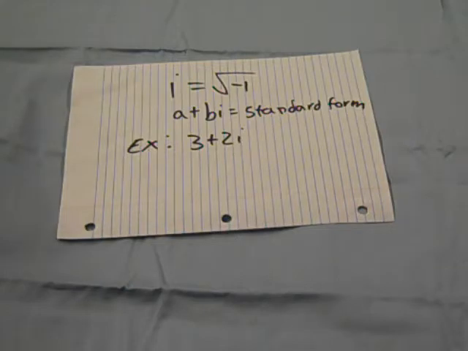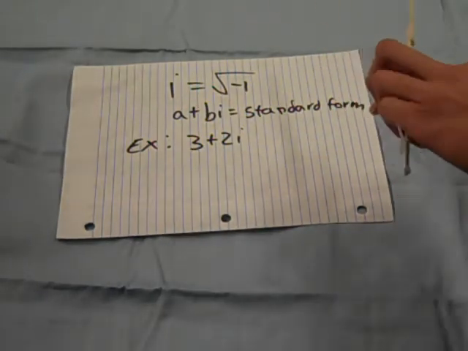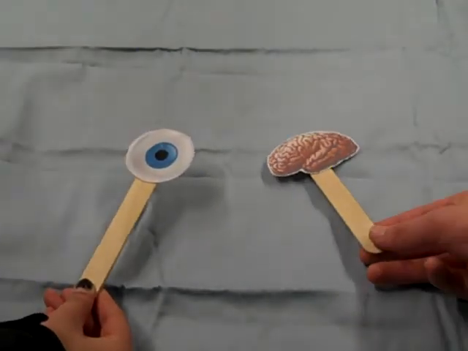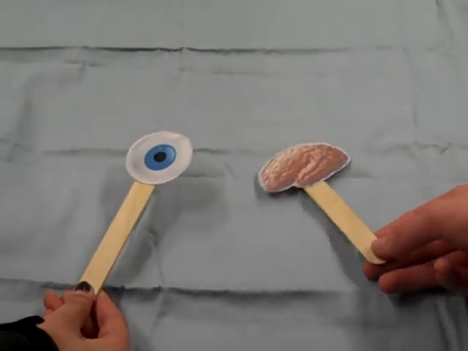Usually, imaginary numbers are put into something we call standard form. This is represented by the variables a plus bi. An example would be 3 plus 2i. So I'm imaginary? Yes, but you have many important operations.